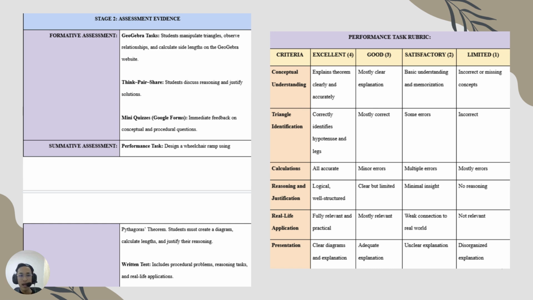tests. And with each of these formative and summative assessment, there will be a performance task rubric as shown in the screen right now, where the criteria is in conceptual understanding, triangle identification, calculations, reasoning and justification, real life applications, and presentations. And the range for the marks are from 1, which is limited, to 4, excellent. And each of them have their own rubrics written in them.